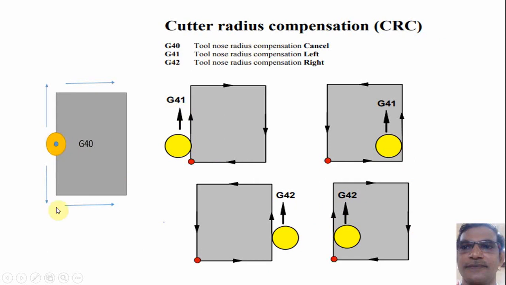For example, this is the reference point. From the reference point, the X value is 5 mm, and the Y value of the center point is 40 mm. So the coordinate point will be 5, 40. The center point of the tool will be exactly matching that point.